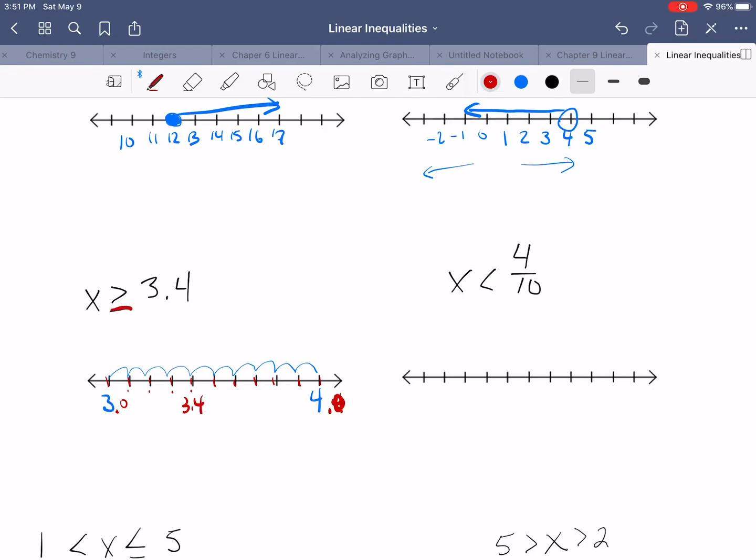It tells me that it's greater than or equal to, which means that because that equal sign is underneath, I put a full circle, and I make my graph go the direction that it's asking me to get bigger. I know that 4 is bigger than 3.4, so I know I've done this correctly.